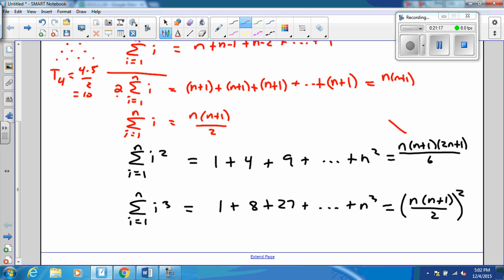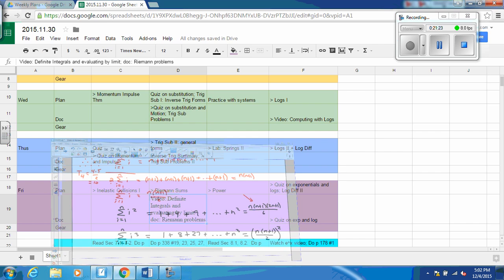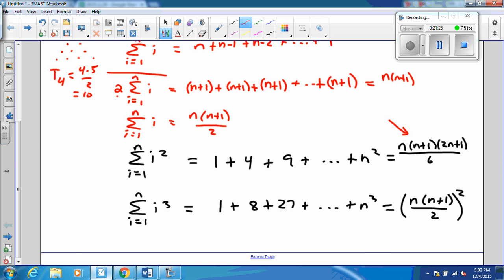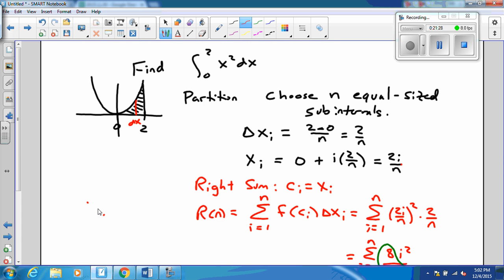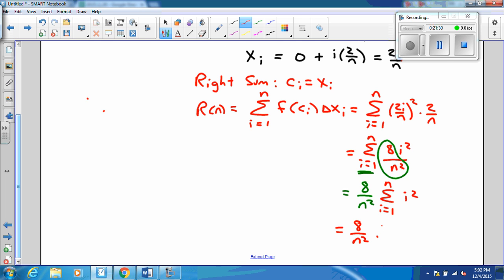Going back to my popular summation formulas back on the first page, I can see that the sum of i squared is equal to n times (n plus 1) times (2n plus 1) all over 6. And so I can take and copy that form directly into here. And this is the Riemann sum for n equally spaced rectangles using a right summation.